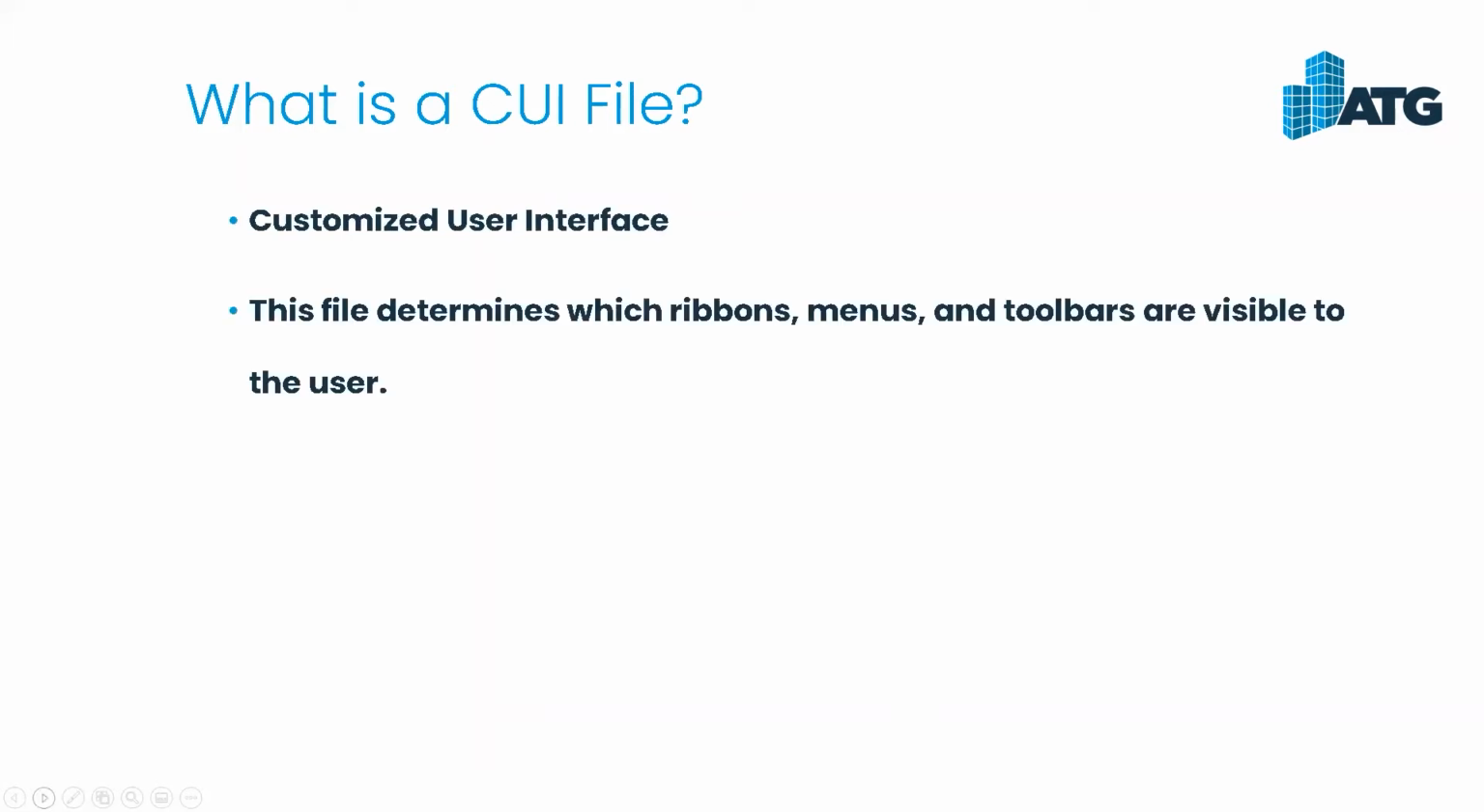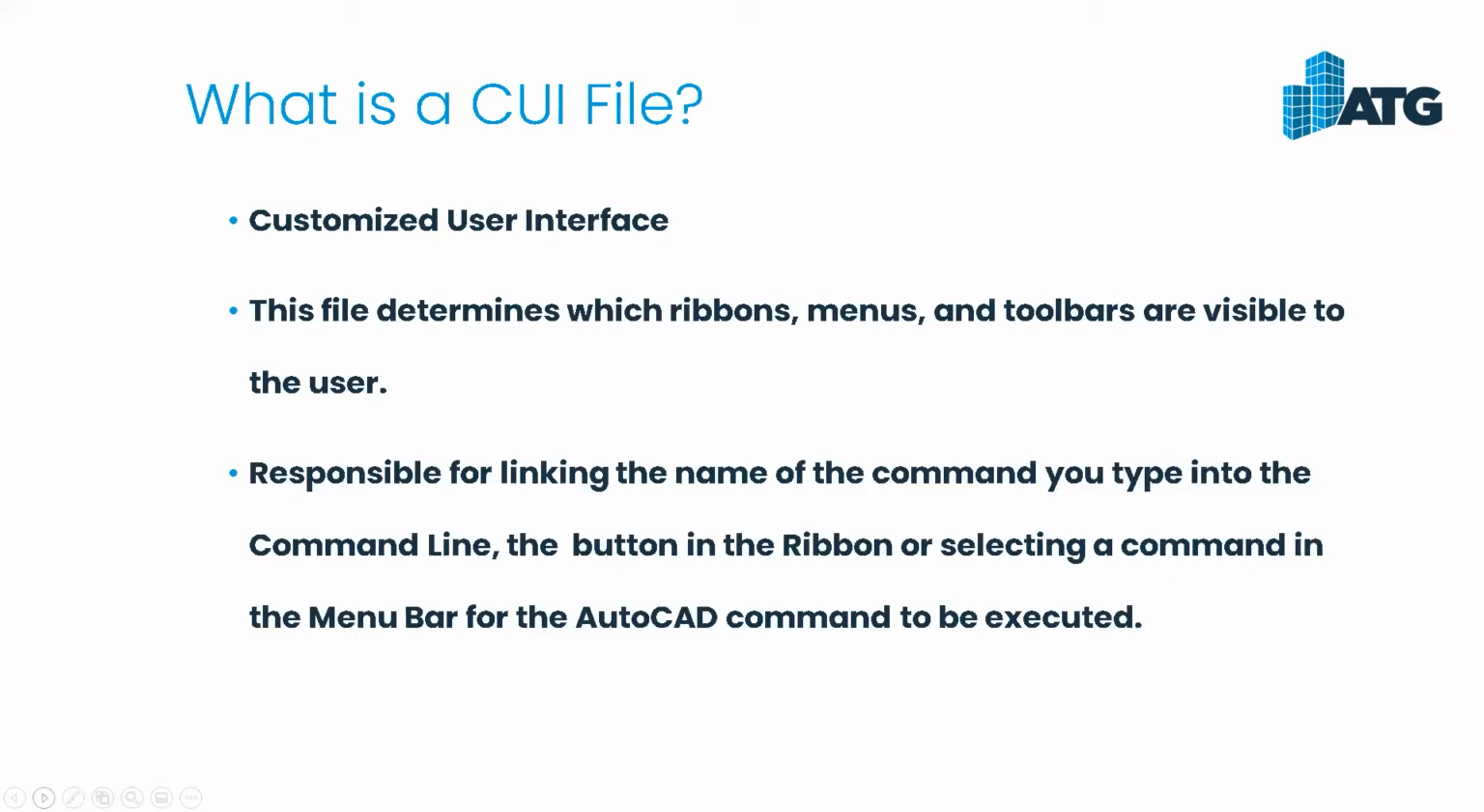So we'll just go through a few things and then get into CAD here in a little bit. But what is a CUI file? It's a custom user interface. The file determines which ribbons, menus, and toolbars are available to the user. It is responsible for linking the names of the commands you type into, say, the command line, some ribbons, buttons, or selecting a command in the menu bar. All of these are AutoCAD commands to be executed.